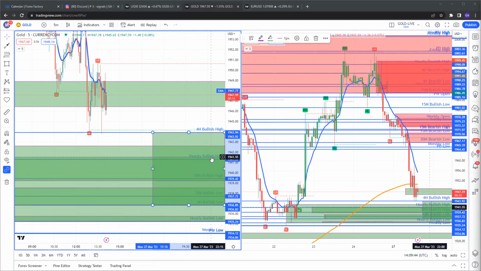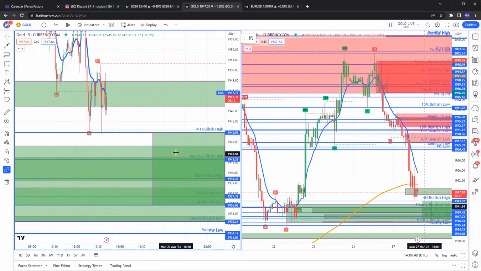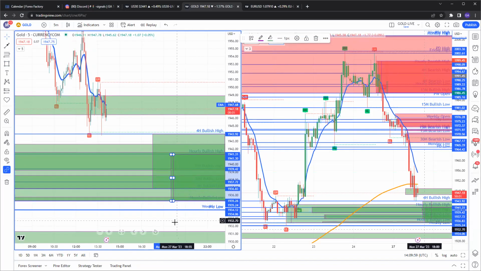We have a 4-hour bullish high and 4-hour bullish... No, we have an hourly bullish high. We have an hourly bullish low. So where is the hourly bullish low? It's right there. So ideally, we have a lot of high time, and this rarely happens.